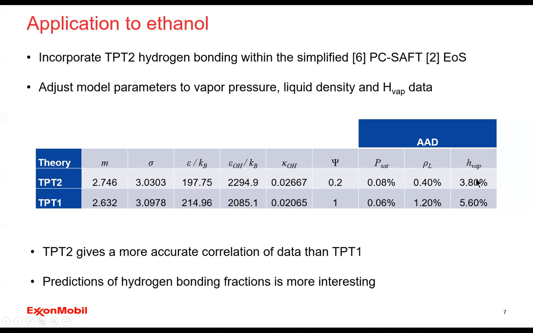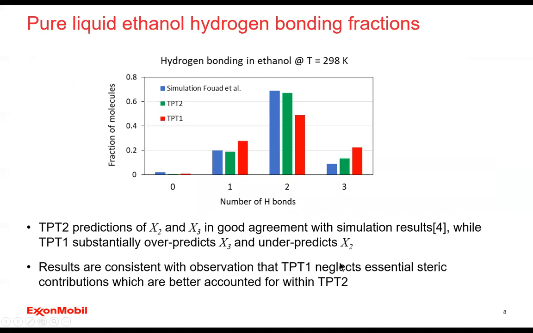Overall, you can see the second order theory gives a better correlation than the first order theory, but the more interesting part is actually the hydrogen bonding structure predictions. So we're going back to compare to Fowler et al.'s data. And again, these are the fraction of molecules. Here, the blue ones are the simulations, the green ones are the TPT2 results, and the red ones are the TPT1 results. So you can see that TPT2 gives a much better description of the hydrogen bond spectrum of this data than TPT1. And I remind you that you cannot get these results with TPT1 by reparameterization. It's simply not possible.